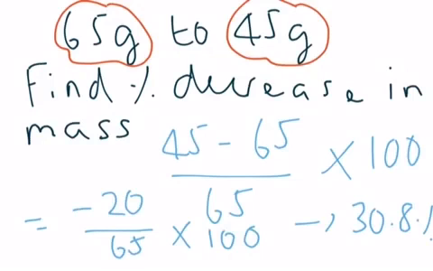So to get from 65 to 45, we're going down by 30.8%. Right, let's have a look at another question then.